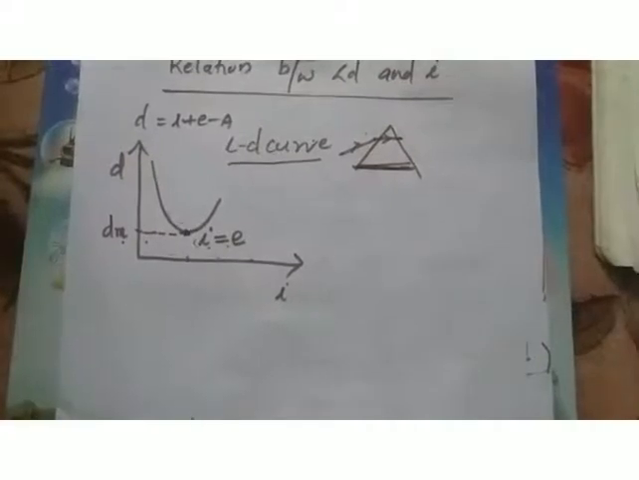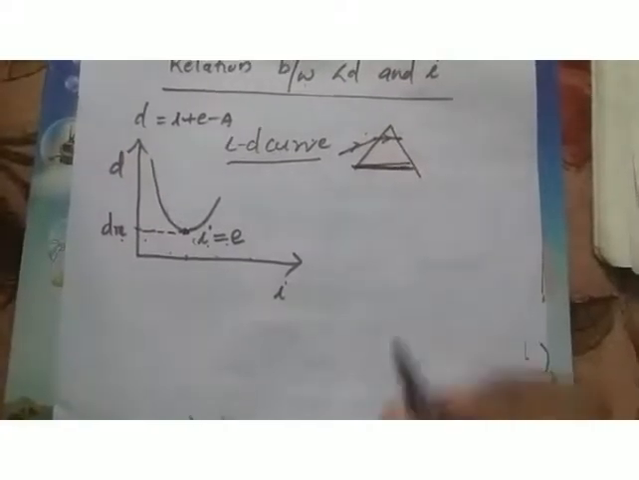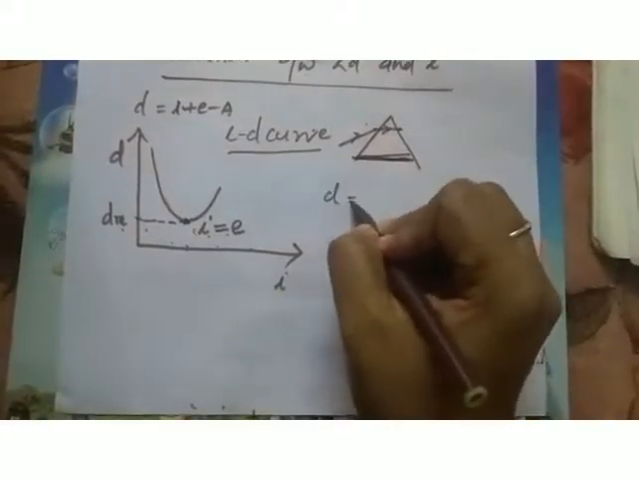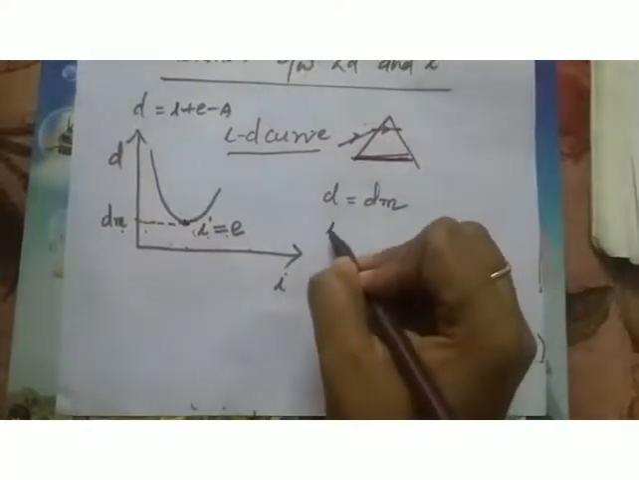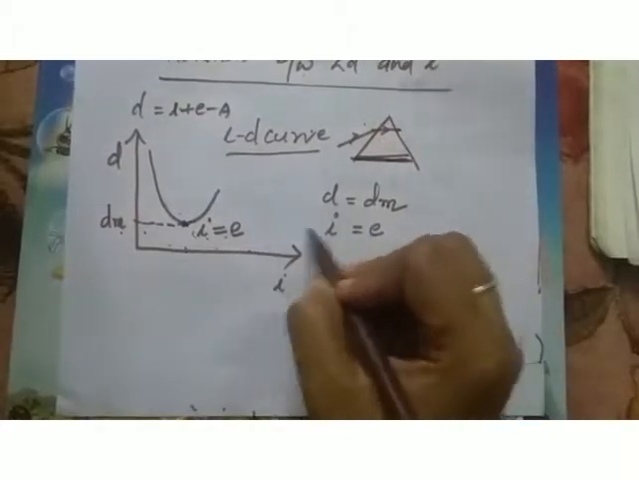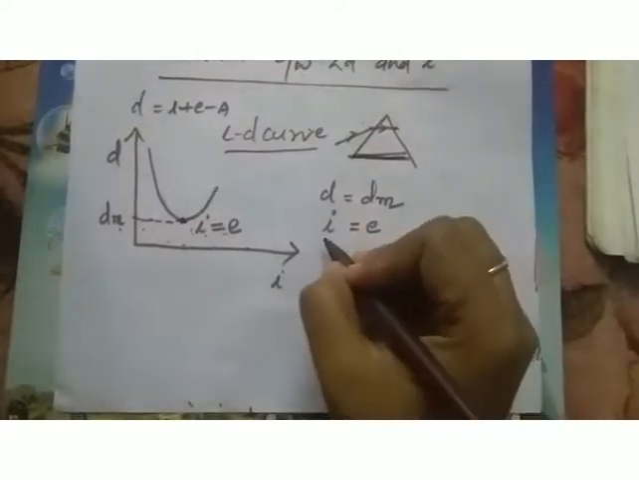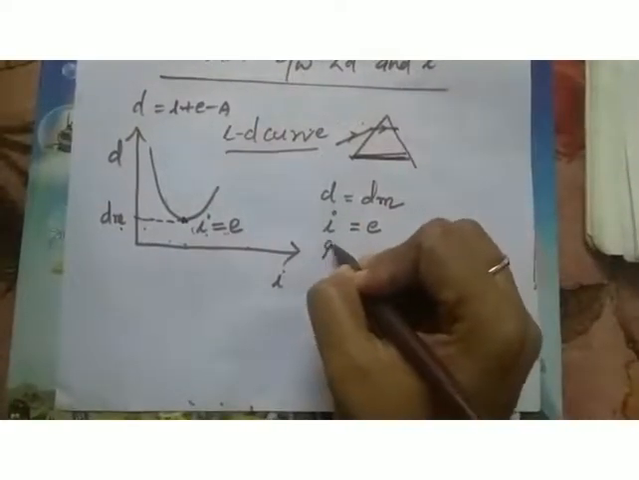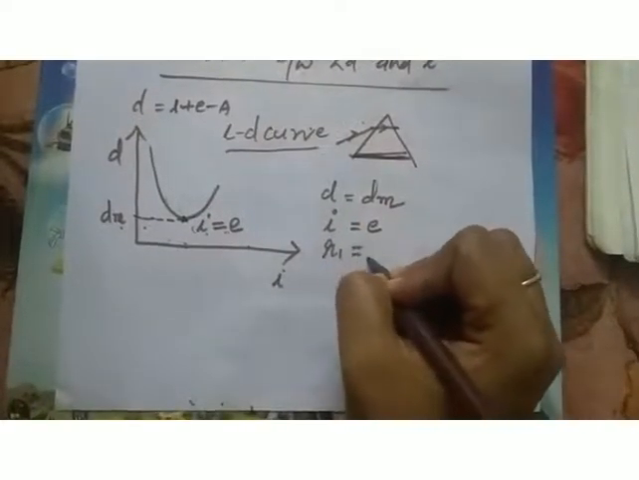Okay, so at the minimum deviation position, what are the changes? The angle of deviation D will be the angle of minimum deviation. The angle of incidence will be equal to the angle of emergence. Only in this situation does the angle of minimum deviation occur. Also, the two angles of refraction, that means R1, will be equal to R2. And it is very clear from the previous figure. You can just refer to that figure.